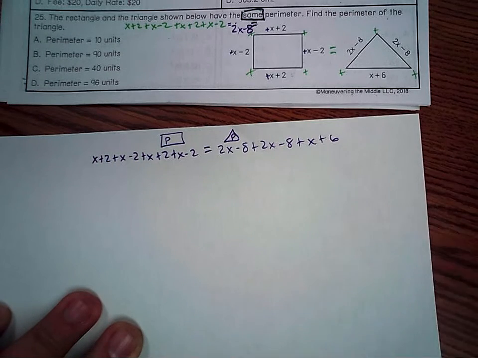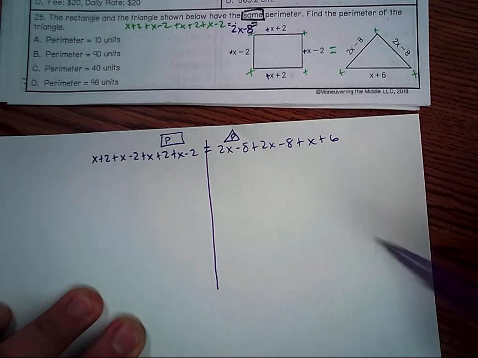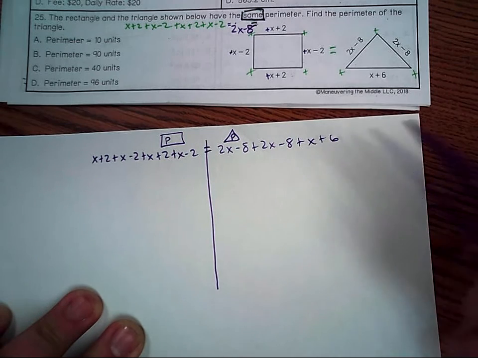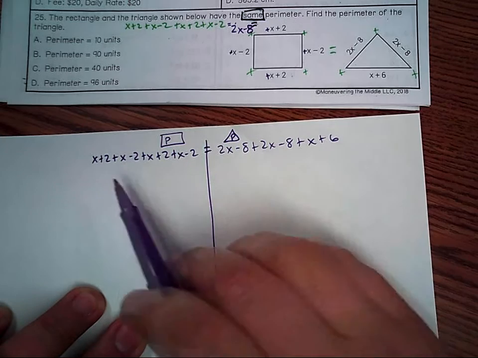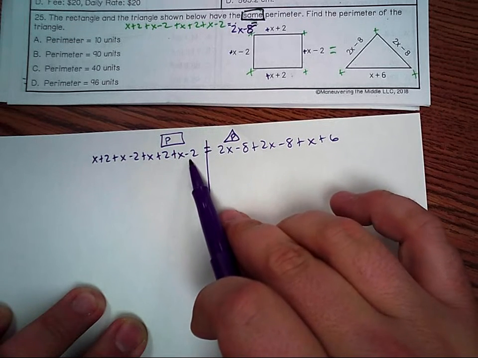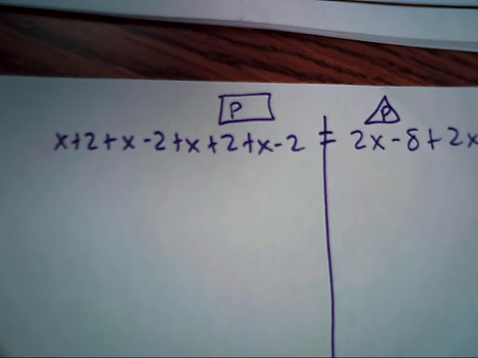Okay, this looks really confusing, but it's pretty simple. We're going to combine like terms now. Like terms mean our variable x, those all go together, and anything that just has a number will go together. But you have to make sure you pay attention to the sign in front of each number. So let's go ahead and do the perimeter of the rectangle first.